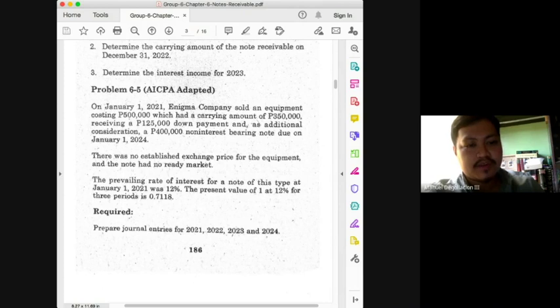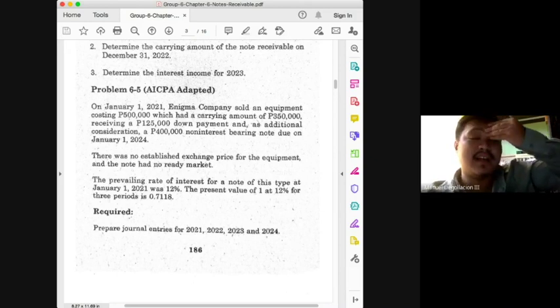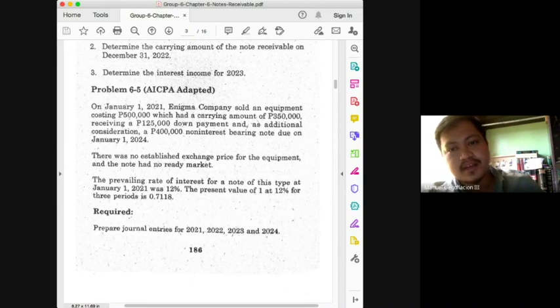Okay. So far our entry looks like this, class. Debit cash 125,000, debit notes receivable 400,000, debit accumulated depreciation 150,000, credit equipment 500,000, and credit unearned interest income in the amount of 115,280. Okay, but if you compare those two sides, the debit and the credit, they are not balanced yet. We would see that the credit side is lacking, so this would tell us that the transaction results in a gain on sale. If it was the debit side that is lacking, then that would mean the transaction results in a loss.